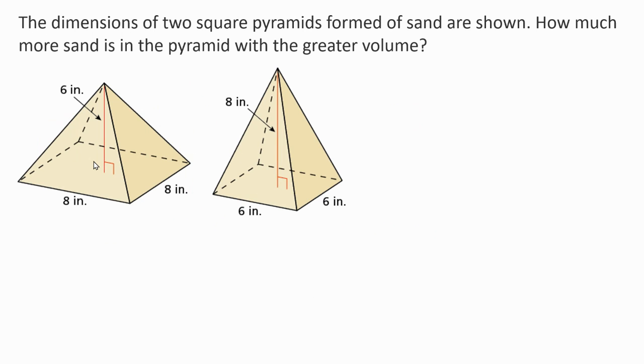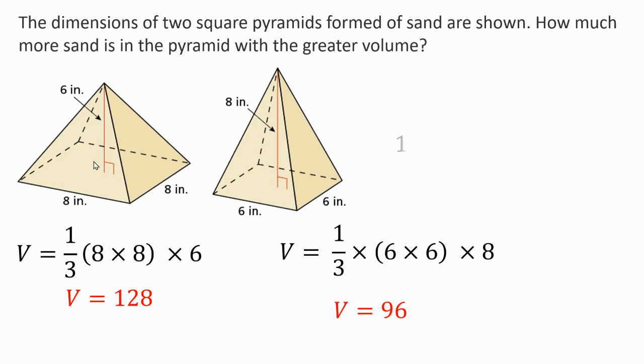And the last one says dimensions of 2 square pyramids formed as sand are shown. How much more sand is in the pyramid with the greater one? You have to first find the volume of both. Once I find the volume of both, you just subtract, and we get 32 inches cubed.